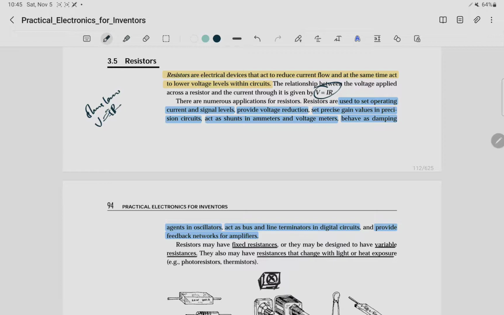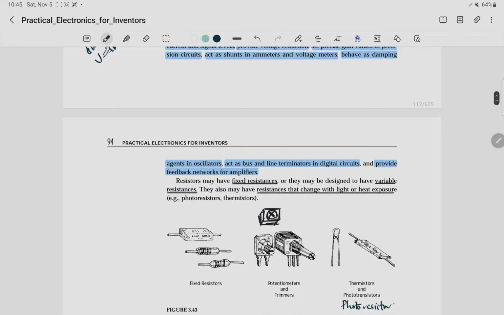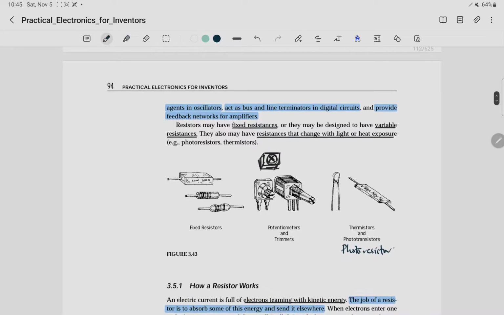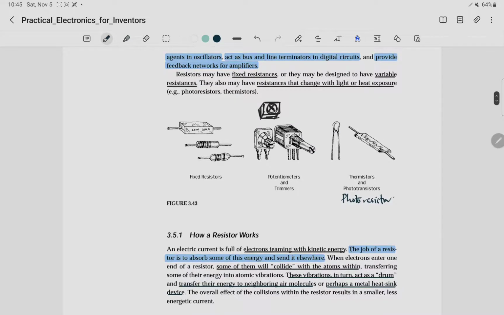So the best thing to do is connect a resistor to limit the amount of current flowing through it. But here you can see that there are very many applications of resistors, like setting operating current and signal levels, providing voltage reduction, precise gain values in precision circuits, acting as shunts in ammeters and voltmeters, and very many others, like providing feedback networks for amplifiers. You find that there are different types of resistors. There are fixed resistors and variable resistors, but then there are also special types of resistors like the photoresistors and the thermoresistors. We shall talk about all of these types of resistors.